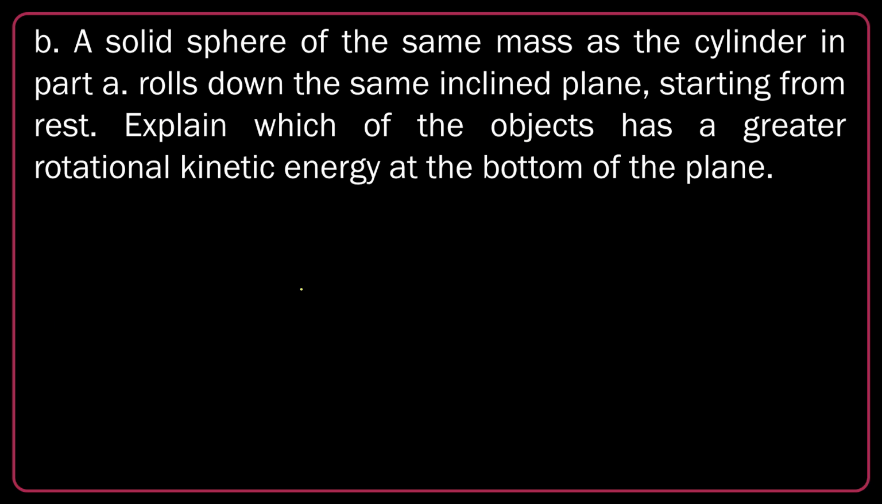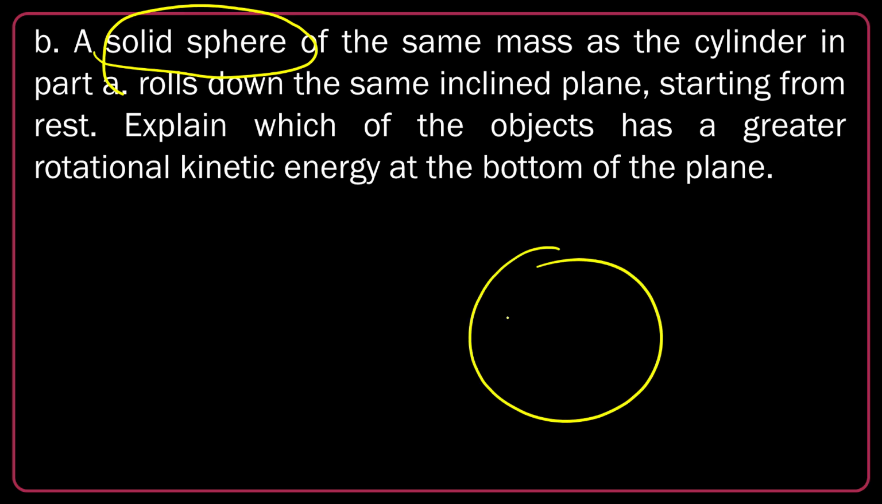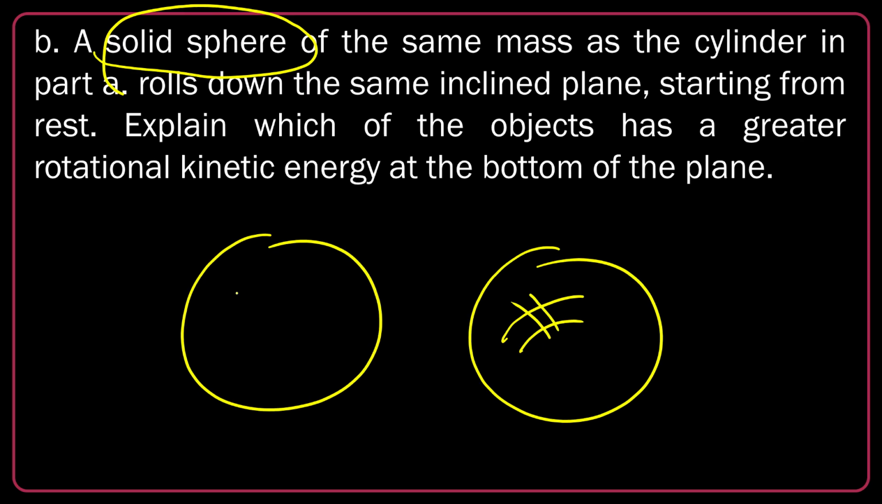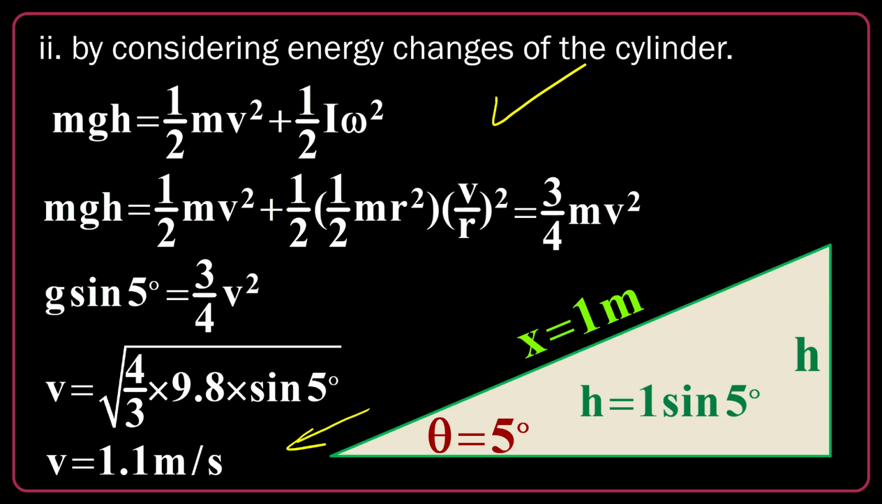A solid sphere of the same mass, also change the object. This solid sphere now, instead of the cylinder. So this is a sphere, okay, in this case, and it was already a cylinder. Rolls down the same inclined plane, same thing, okay, starting from rest. So they have just replaced the cylinder for a sphere. Same mass, same radius. Explain which of the objects has a greater rotational kinetic energy at the bottom of the plane. Okay, let's go back to this.